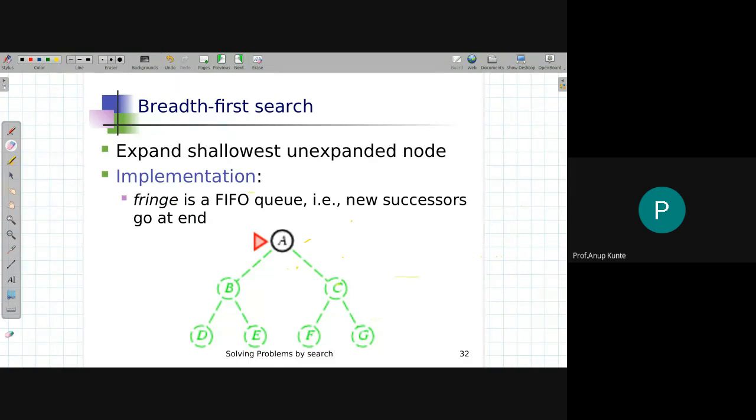Okay. Now consider that G is the node that I'm searching for in the problem. So initially, if A is my initial state, A will be in the queue that I'm maintaining as a fringe list. So I will bring A out and expand it.